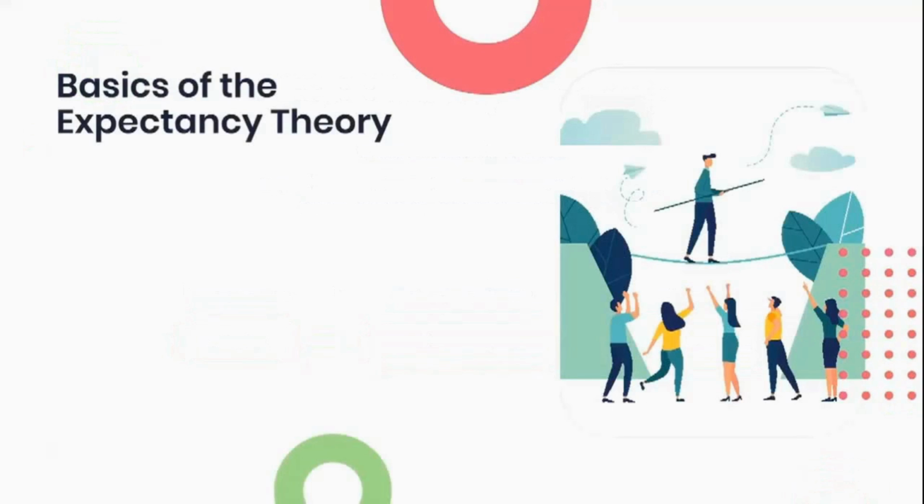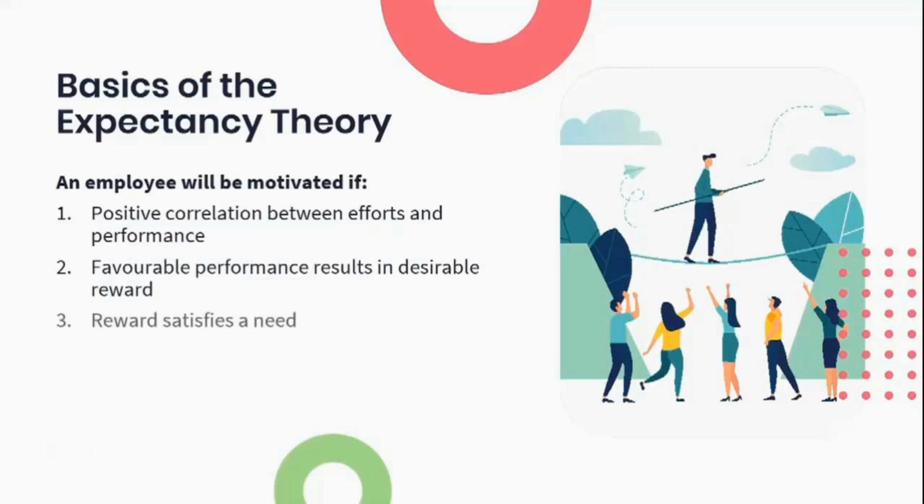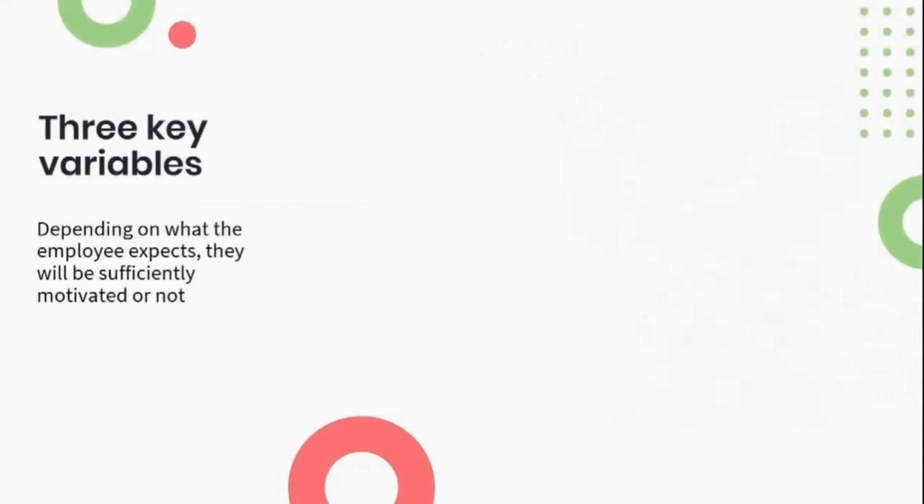Expectancy theory says that employees are likely to be motivated if 4 conditions are met. The first is that they perceive a positive correlation between efforts and performance, meaning that if they put in some effort, they'll get a better performance. Secondly, a better performance will result in a desirable reward. They must see some kind of prize at the end. And that reward must satisfy an important need. You can't give them a reward which doesn't really meet any of the needs they have. And that need needs to be strong enough to make the effort worthwhile. The idea here is that depending on what the employee expects to be the outcome of his or her efforts, they will be sufficiently motivated or not.